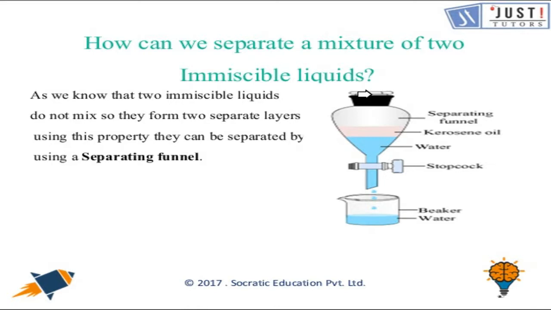We put the mixture in this funnel and leave it undisturbed. After some time we will see there will be separate layers. In this case we have a mixture of kerosene oil and water. After some time the layer of kerosene oil is made on top of the water because it is lighter than water. Then we have a stopcock, we'll open it, we'll collect the water, and we are left with kerosene oil. So we can use this technique when we have a mixture of two immiscible liquids.